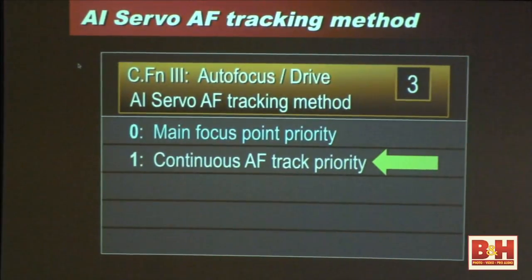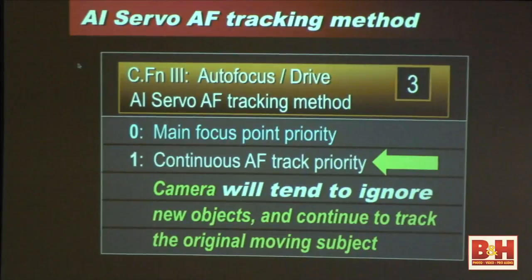Continuous AF track priority means the camera is going to try to ignore that subject. If I'm on that fellow number 16 in that example I showed you a moment ago, and it's seeing him, if something else starts to get into the outer area of focusing points, it's going to ignore it. Okay? If you own one of these cameras and you shoot moving subjects, I strongly recommend most of the time you use this option. Which means you're going to have to go into your custom functions and change it. But I think you'll find that the autofocus behavior is a lot more consistent and predictable if you do.